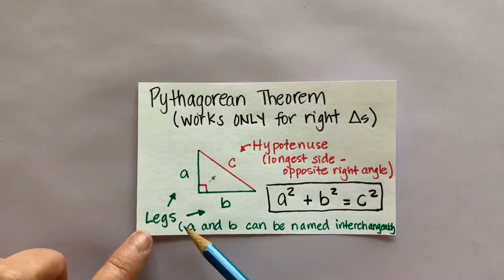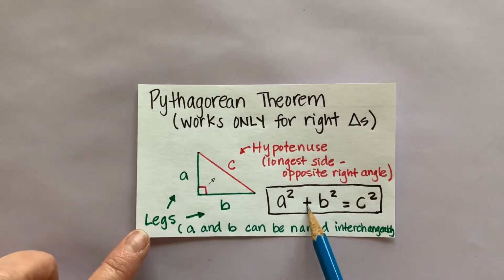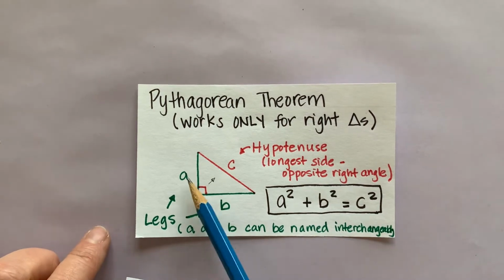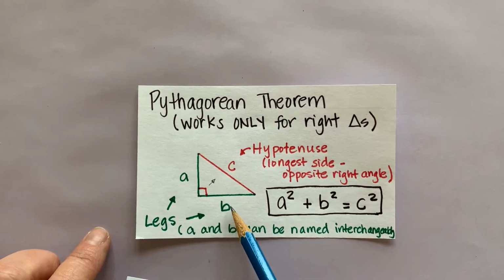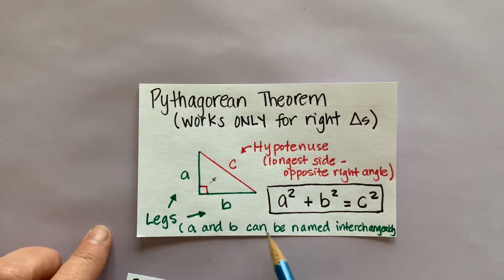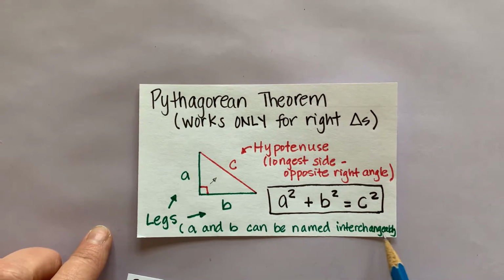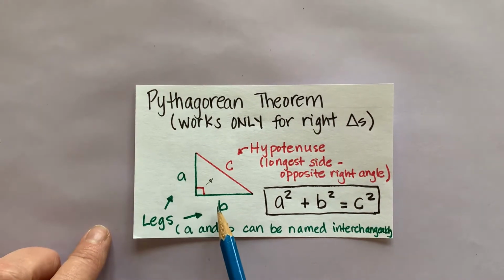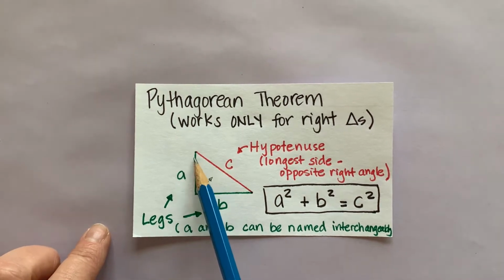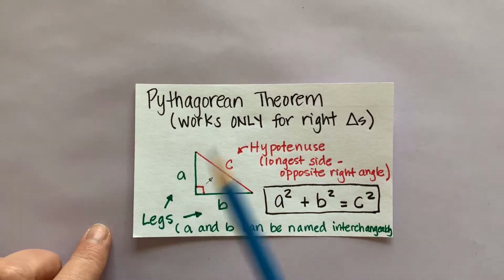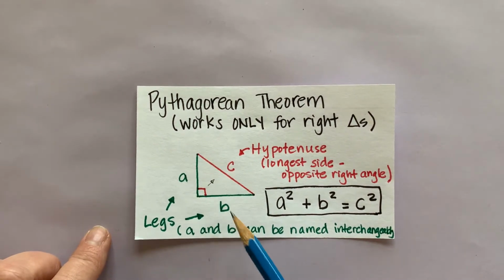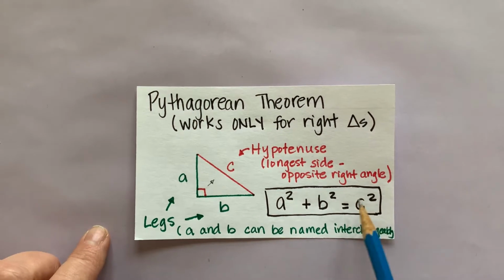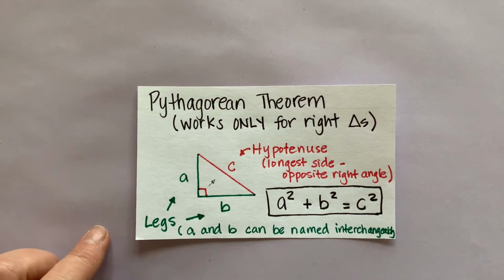Now, the cool thing about the legs is because A squared plus B squared is addition, we can use the commutative property. That means I can name this leg B and this leg A if I want to. So I've written down here that A and B can be named interchangeably. They don't have to be in this exact order. As long as the two legs are A and B, you're good. But you cannot confuse C with A or B, because then the Pythagorean theorem does not work. C always has to be the hypotenuse, and it always has to be on this side of the equal sign.